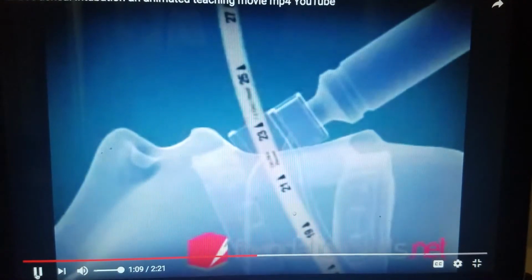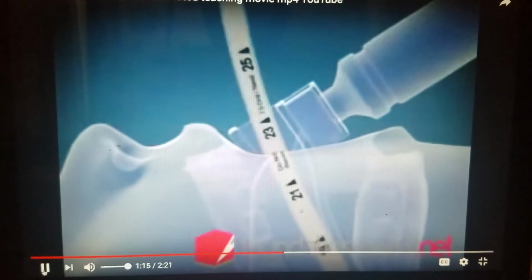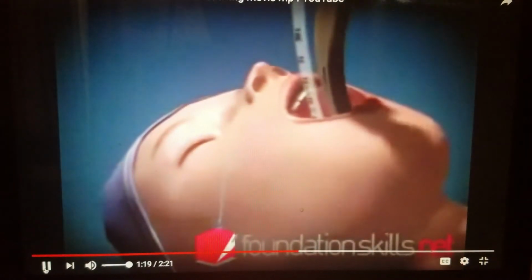The markings on the tube at the incisors will show between 21 and 24 centimeters in the average-sized adult when the tube is in position. Remove the laryngoscope and inflate the cuff with approximately 15 mL of air to prevent air leaking during ventilation.